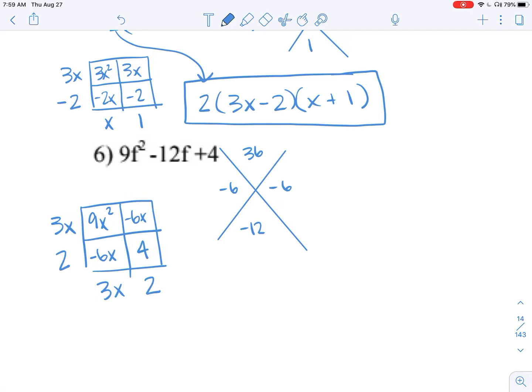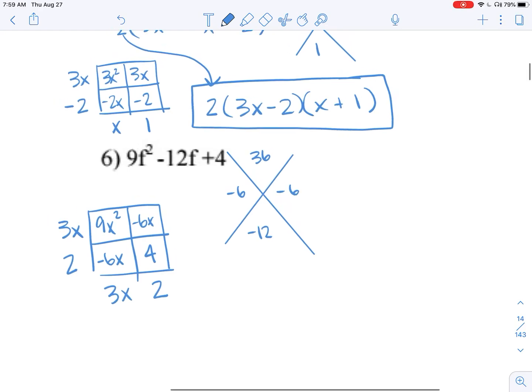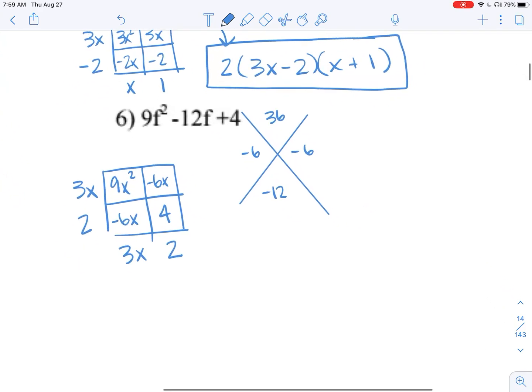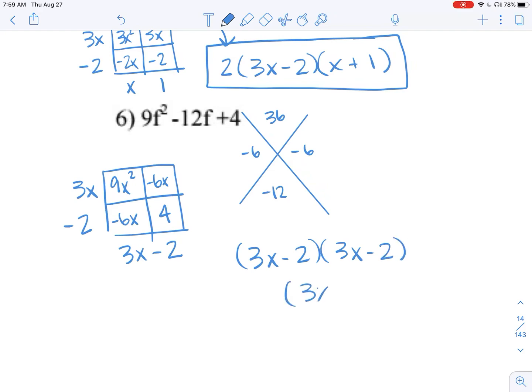So our 9x is positive, so the 3x and 3x are going to stay the same. And my 4 is positive, so that tells me that my 2's either need to be both positive or both negative. And they're both going to need to be negative. So I've got 3x minus 2, 3x minus 2. You could also write that as 3x minus 2 squared. I will take either of those.